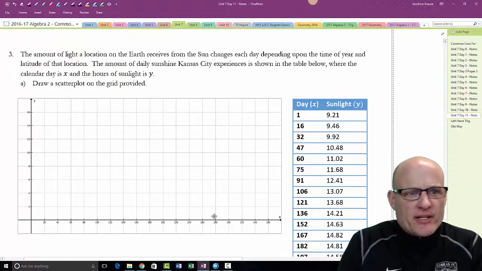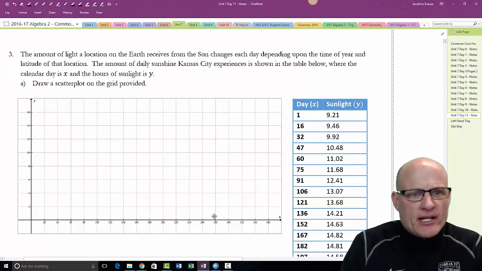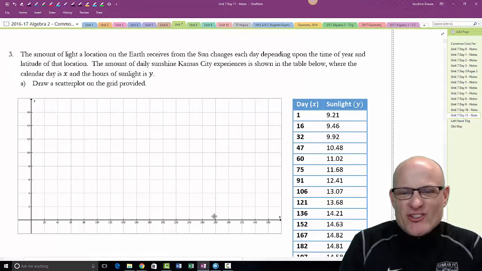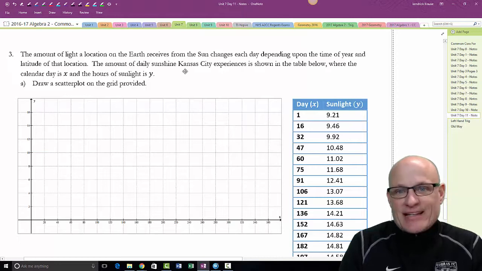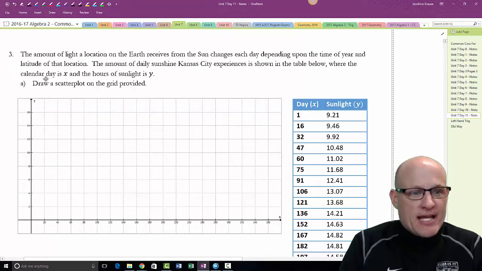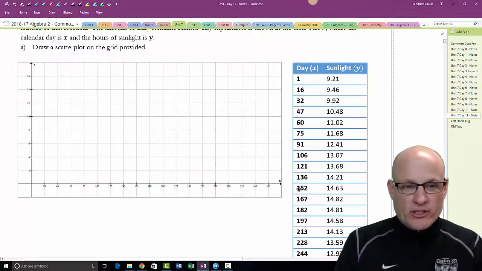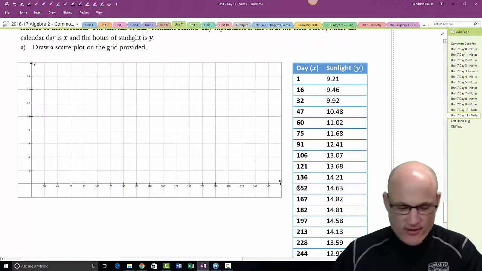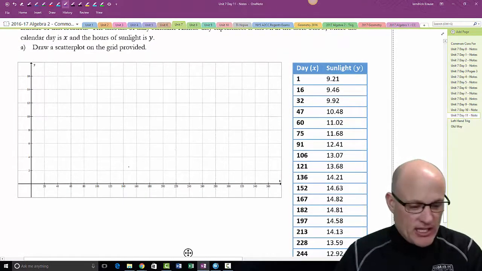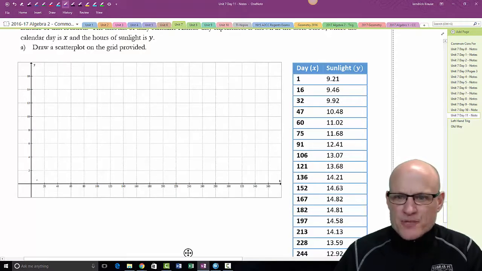All right, so on this one, let's see. The amount of light a location on Earth receives from the sun changes each day depending upon the time of year and latitude of that location. The amount of daily sunshine Kansas City experiences is shown in the table below, where the calendar day is X and the number of hours sunlight is Y. So that would make sense that we do about 350 days. That's almost the whole year. So we're going to do a scatter plot of all this. It's going to take me a couple minutes because there's a lot of them. Luckily, there's not 350 of them.